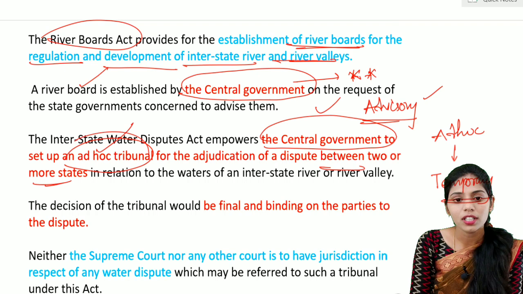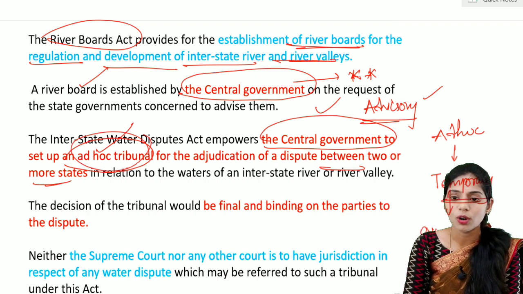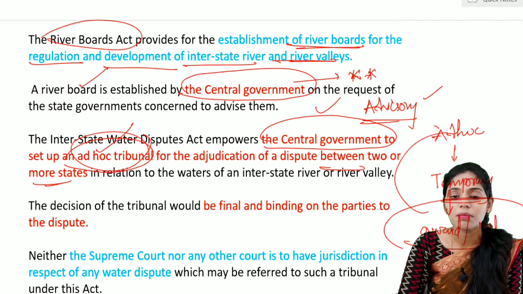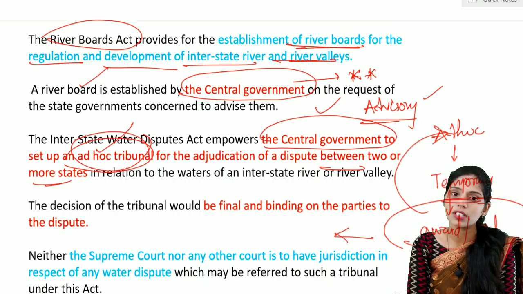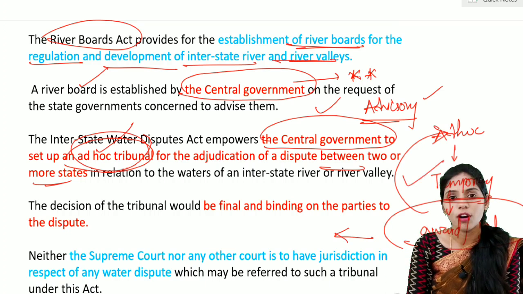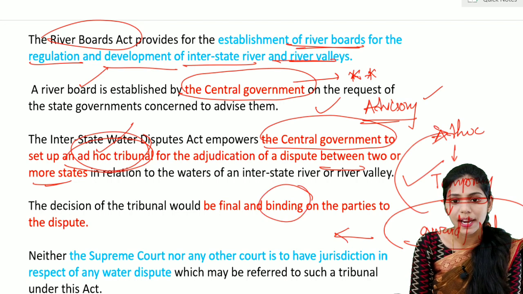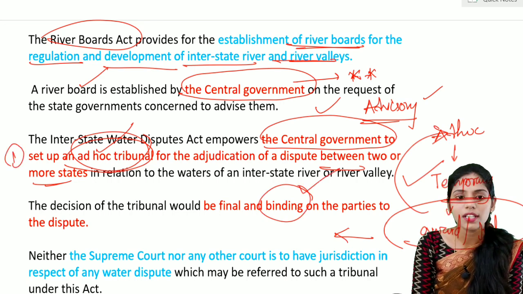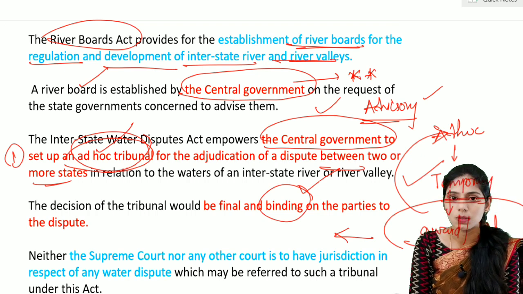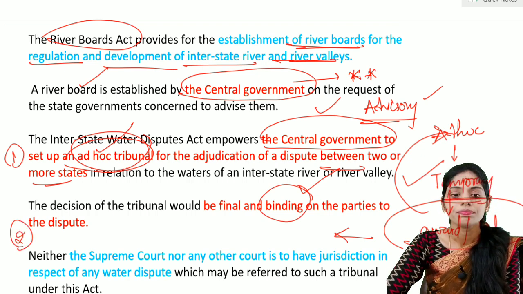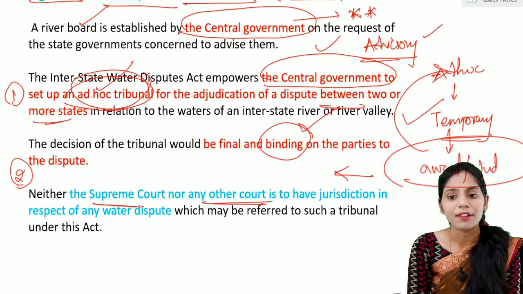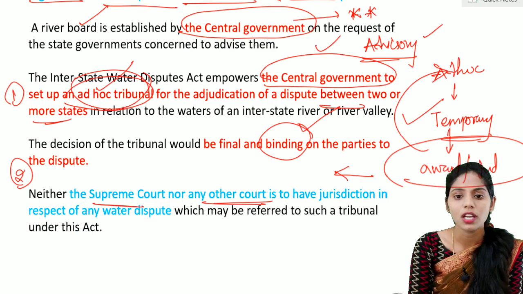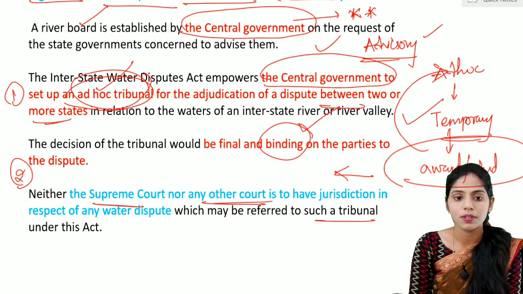If you see, this ad hoc tribunal will give the final judgment, which we also call the award. The award given by this ad hoc tribunal is final and binding on the parties to the dispute. So this award should be followed by the parties. It means it is binding on the parties. This is the first important thing that is talked about under this Interstate Water Dispute Act. And the second important provision is that neither the Supreme Court nor any other court has jurisdiction with respect to any dispute which may be referred to this tribunal under this act.